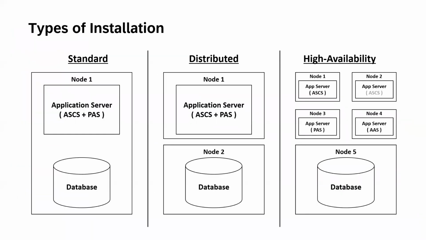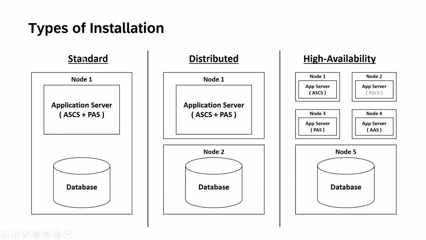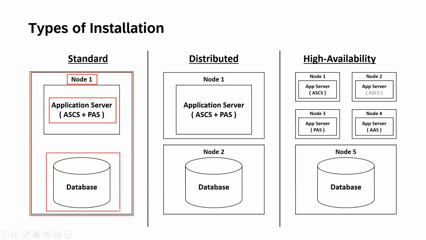Okay, can you see, the first one is an example of a standard installation. In this example, you have only one node. And this is my node. In the same node, you have installed your application server with the ASCS and primary application server. And in the same node, you have installed your database instance.